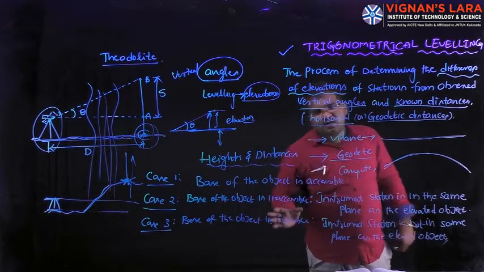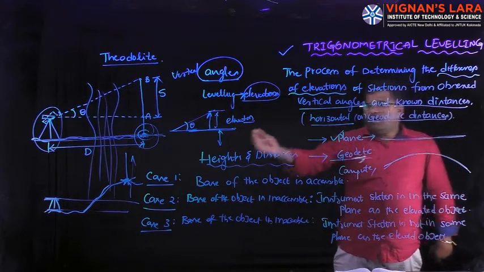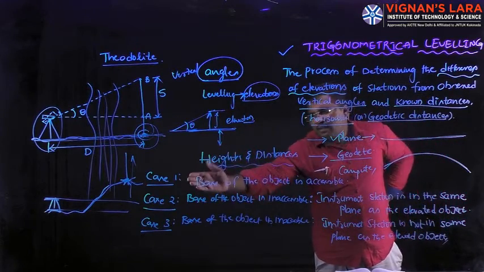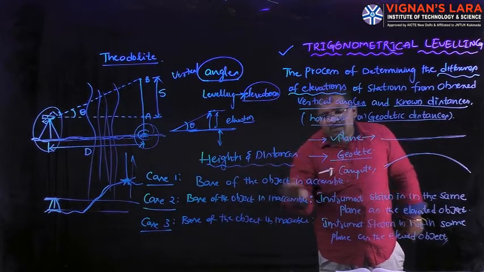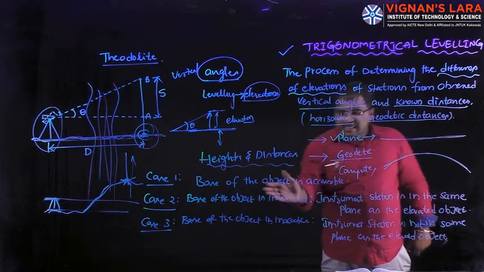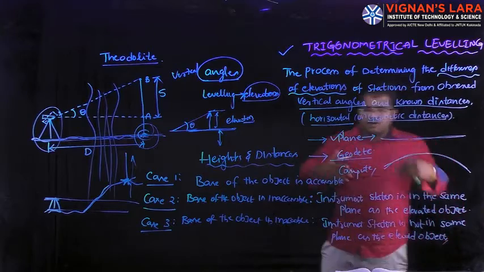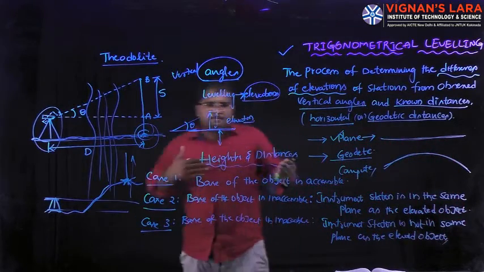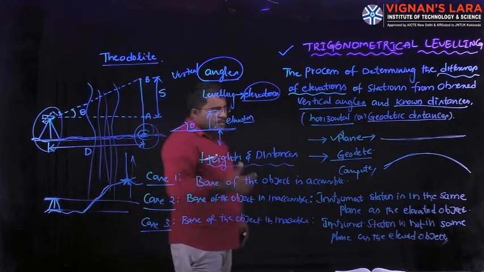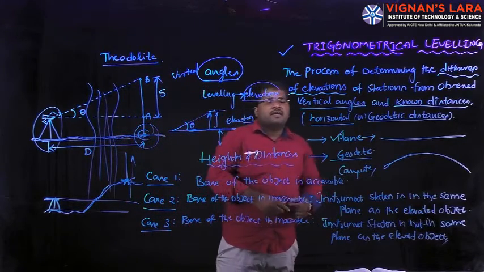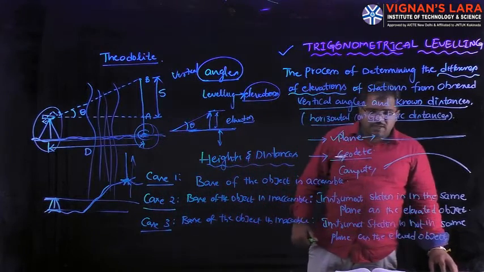In our syllabus also we have trigonometric leveling. What is meant by trigonometric leveling? It is the height and distance measurement when the base is accessible and when the base is inaccessible. When the base is accessible, we have only one case, and when the base is inaccessible, we have two cases: where the instrument and object are in the same plane, and the third case, where the instrument station is not in the same plane as the elevated object. Now we will see one by one, from case 1.